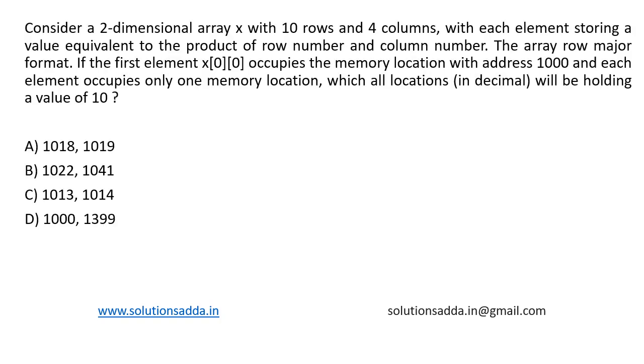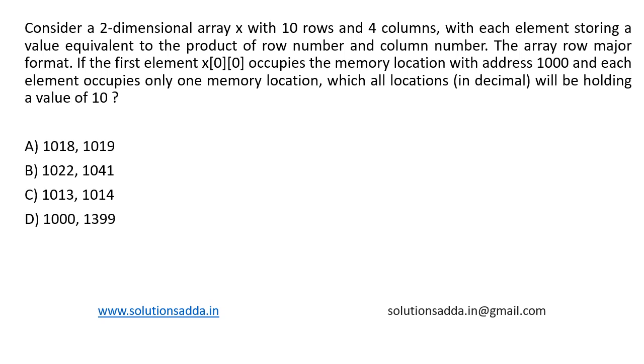This is a previous year ISRO question. Consider a two-dimensional array X with 10 rows and 4 columns, with each element storing a value equivalent to the product of row number and column number. The array is stored in row major format. If the first element X00 occupies the memory address 1000 and each element occupies only one memory location, which all locations in decimal will be holding the value of 10?